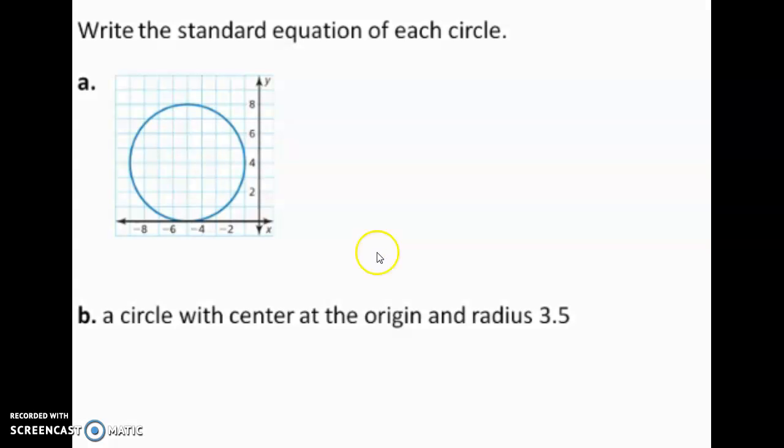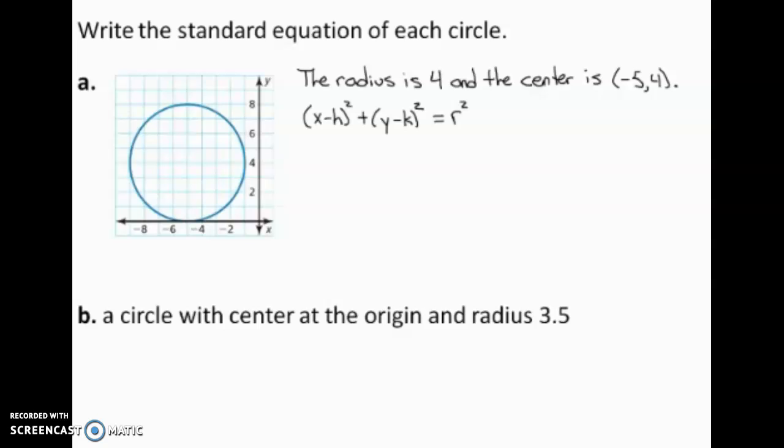Write the standard equation of each circle. Part A. Notice that the radius is 4 and the center is negative 5, 4. The standard equation of a circle is given by the quantity x minus h squared plus the quantity y minus k squared equals r squared. Because the radius is 4, r equals 4. Because the center is negative 5, 4, h equals negative 5 and k equals 4.